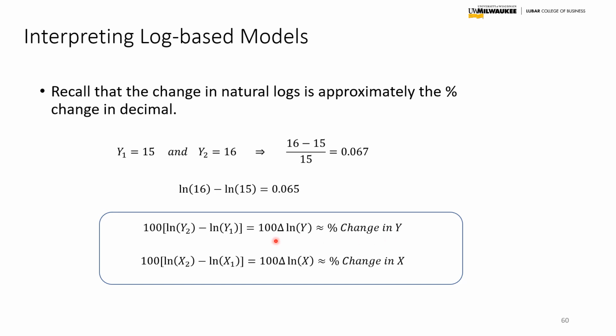And I'm going to denote that by 100 delta log y instead of having to write this whole thing each time. 100 times delta log x is a percentage change in x.